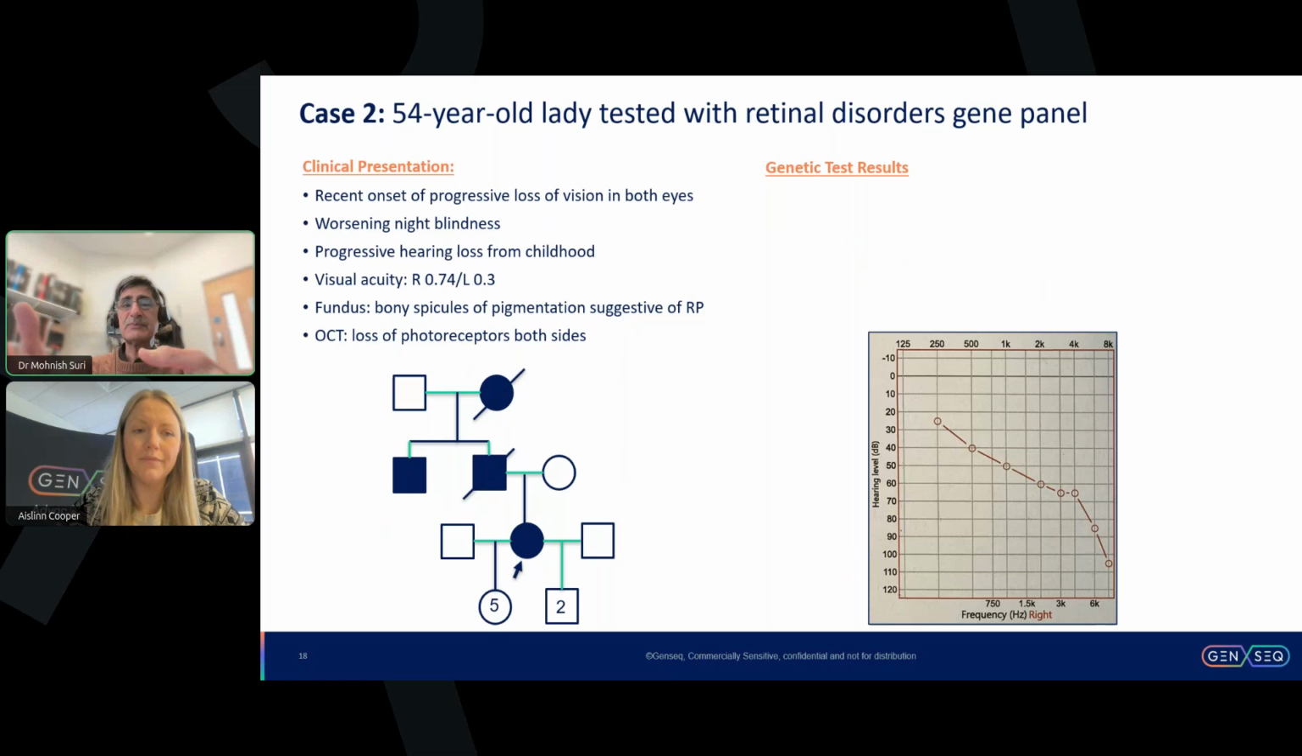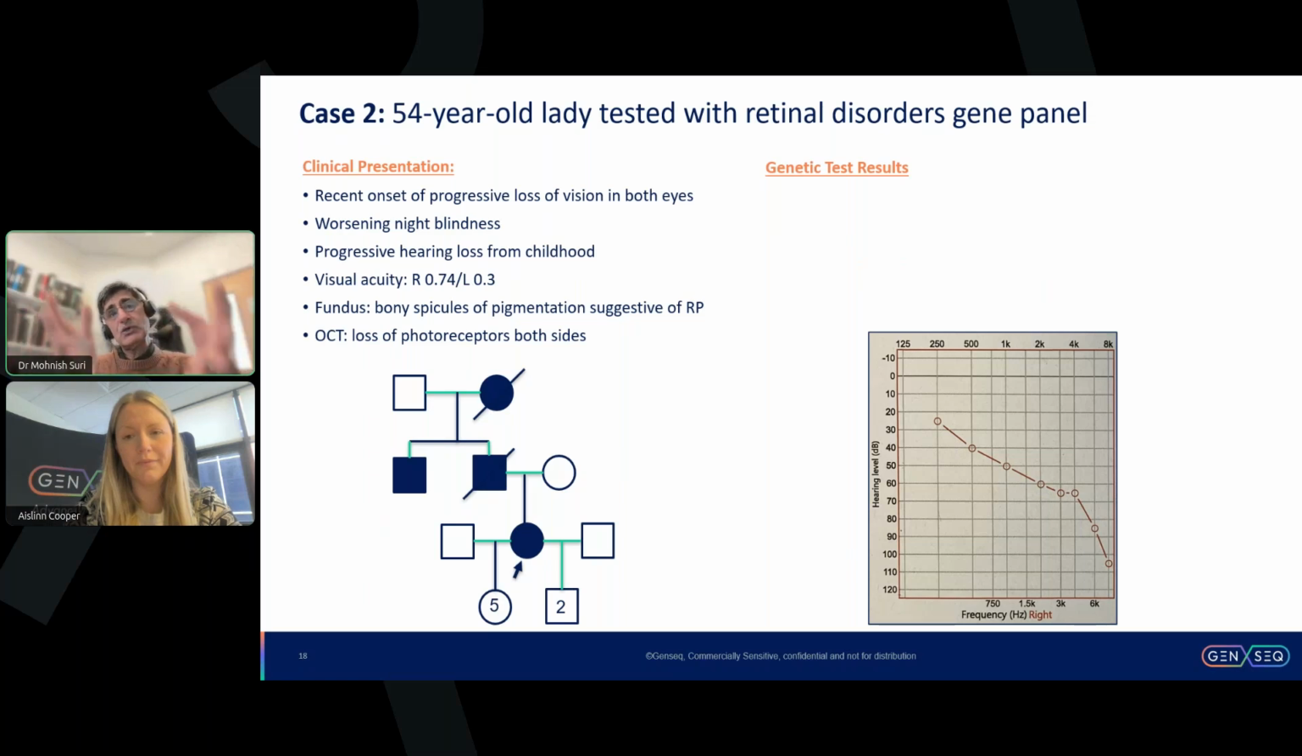That is probably the best way to be sure of being able to offer her children a test. So what sort of panel would you offer here? So here the choices would be between the retinal dystrophy panel, which has around 287 genes on it, and the comprehensive ophthalmology panel, which has 567 genes on it.